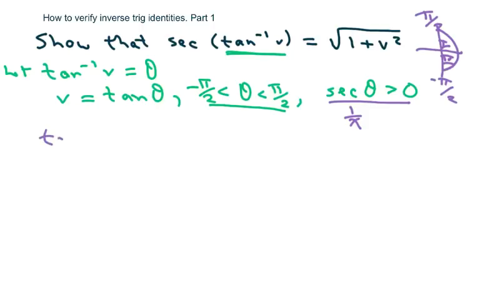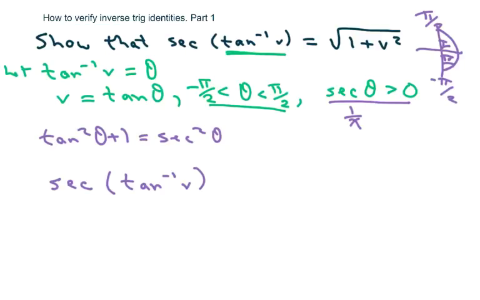Based on that, we know that tan squared of theta plus 1 equals secant squared of theta. So what we can do is say secant of inverse tan of V, and remember what we want. We know that secant squared is tan squared plus 1.